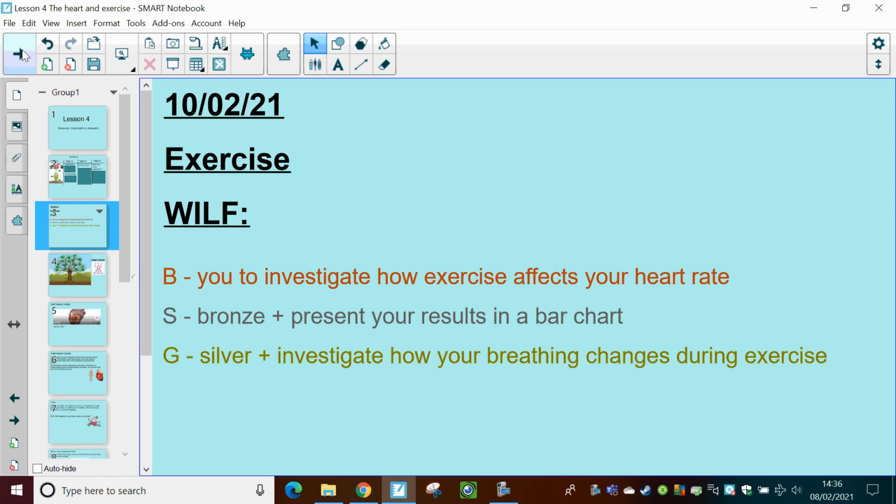So, bronze, silver, and gold, you're going to investigate how exercise affects your heart rate. Silver, you're going to do bronze plus presenting your results in a bar chart. Gold, same as silver, and then you're going to do a further investigation on how your breathing changes during exercise.